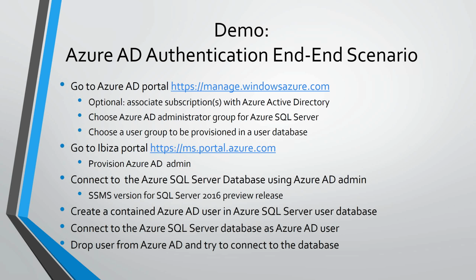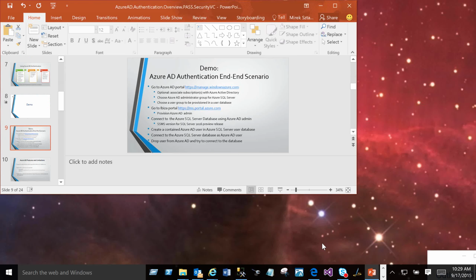And then we can do a couple of small things like removing the user from the group, adding the user to the group in Active Directory, and see how this affects the connectivity. So this is, at a high level, the demo. And let me now go and start.